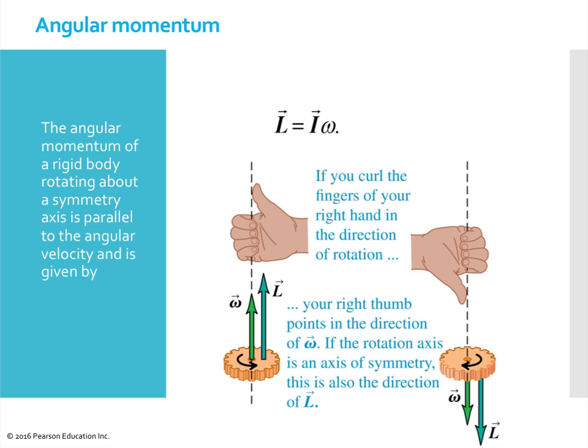Notice in that expression, I don't know why the arrow was here. Must be a problem with the slide. The angular momentum gets its direction from the angular velocity vector. So we use the right-hand rule where we curl our fingers in the direction of the rotation, and our thumb will give us both the direction of angular velocity and angular momentum.